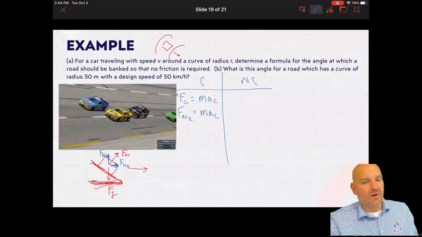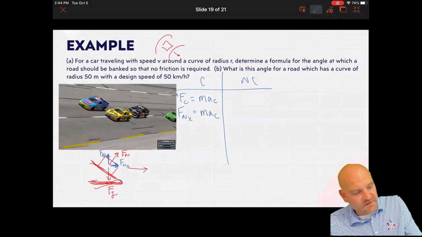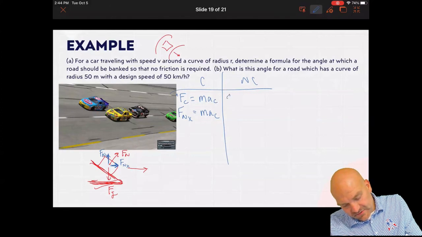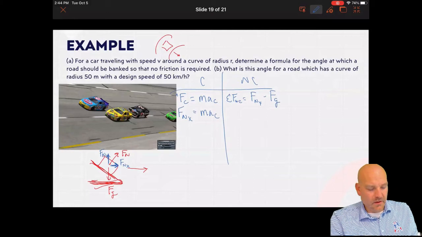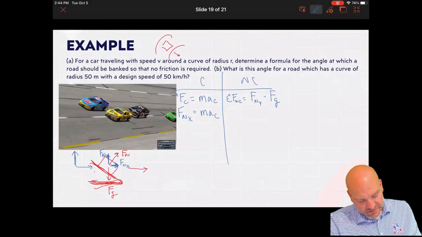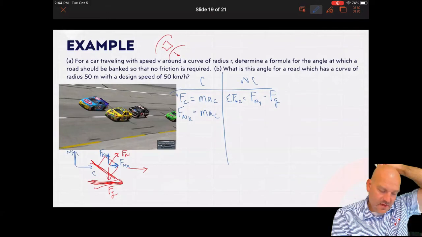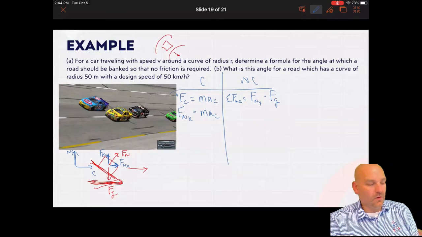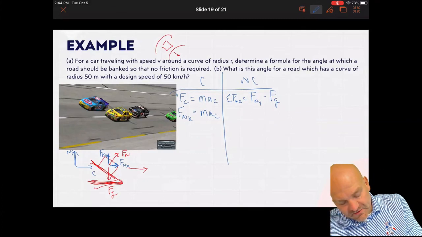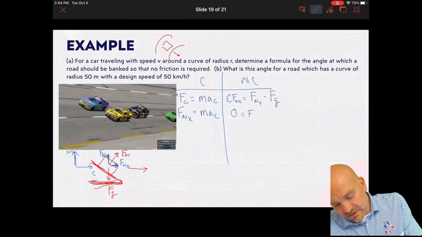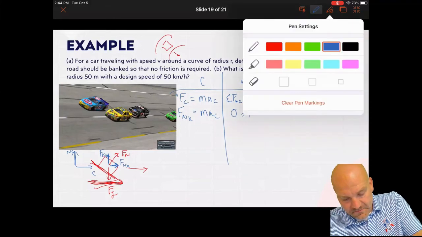But my problem is I don't know what FN is, so I need to go over to my Y direction. And so the sum of the forces in the non-circular direction is going to be FNY minus FG. So here we're going to create circular, non-circular, right? And so the only one that is now going to be broken apart will be our normal force. And I'm not accelerating in that direction, so it's going to be equal to 0.